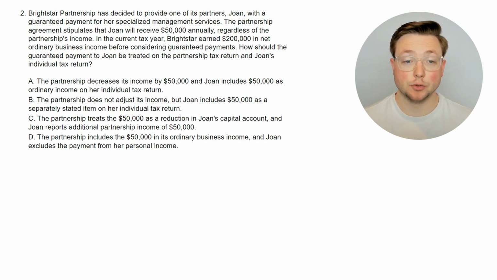All right, question 2. Brightstar Partnership has decided to provide one of its partners, Joanne, with a guaranteed payment for her specialized management services. The partnership agreement stipulates that Joanne will receive $50,000 annually, regardless of the partnership's income. In the current tax year, Brightstar earned $200,000 in net ordinary business income before considering guaranteed payments. How should the guaranteed payment to Joanne be treated on the partnership's tax return and Joanne's individual tax return?